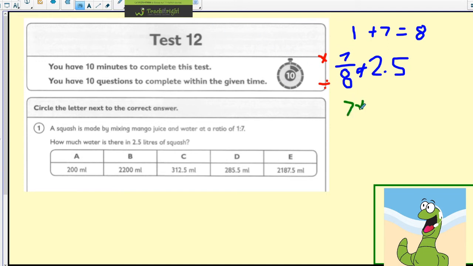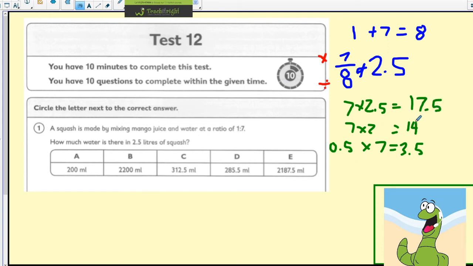Let's do 7 times 2.5. The way I'd probably do that would be 7 times 2 and 0.5 times 7. So I've split the 2.5 into 2 and 0.5. So 7 times 2 is 14, and then 0.5 of 7 is going to be 3.5, which means the total is 17.5. Right, last thing for us to do then is divide that 17.5 by 8.